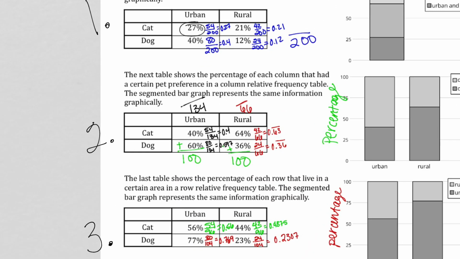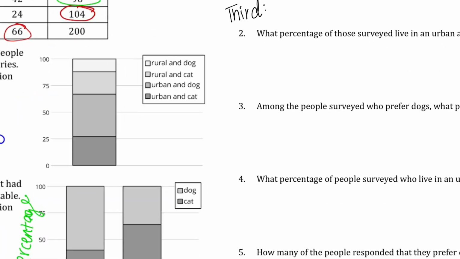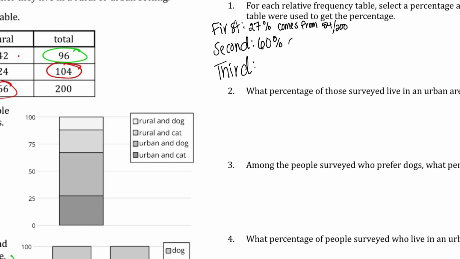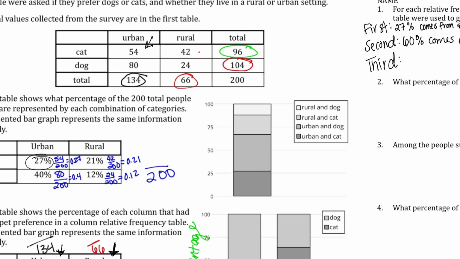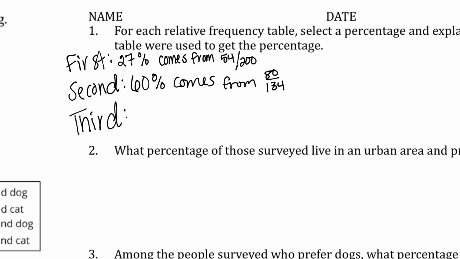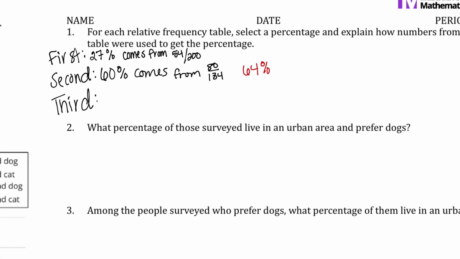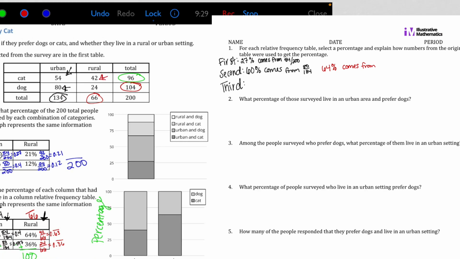Our second table, remember, this tells us the percentage per column. So if we pick something in this column, we have to divide by 134. And if we pick something in this column, we have to divide by 66. So let's pick one from each. Let's do urban dog and a rural cat. So we get 60% comes from 80 divided by 134. And we have 64% comes from 42 divided by 66.